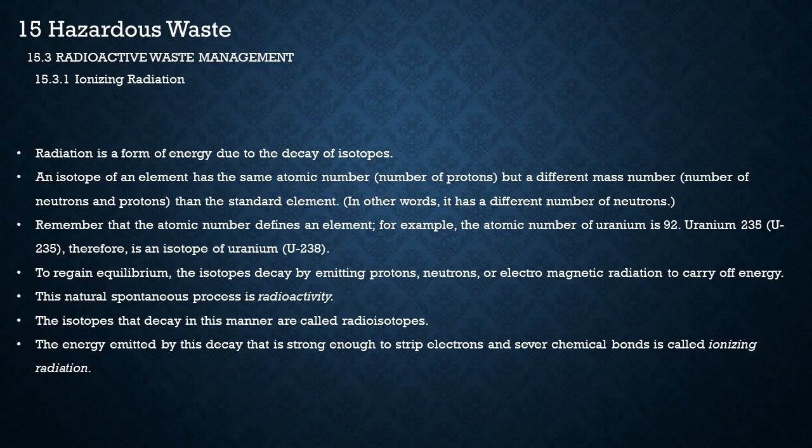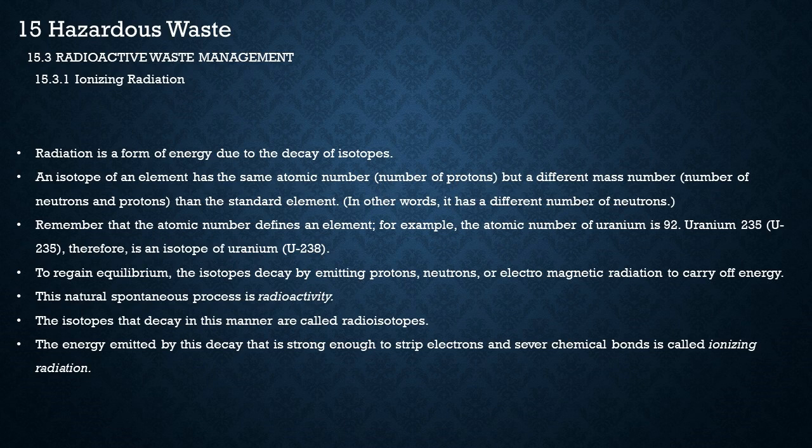15.3.1 Ionizing radiation. Radiation is a form of energy due to the decay of isotopes. An isotope of an element has the same atomic number of protons, but a different mass number of neutrons and protons than the standard element. In other words, it has a different number of neutrons. Remember that the atomic number defines an element. For example, the atomic number of uranium is 92. Uranium-235, U-235, therefore, is an isotope of uranium, U-238.